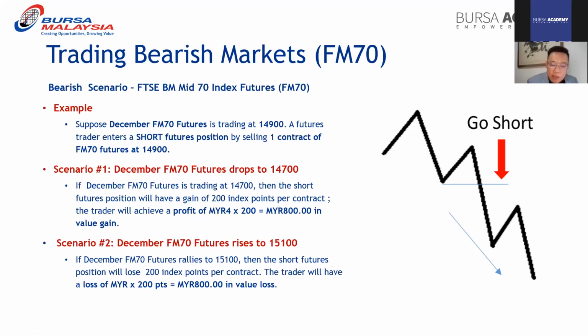But if the December FM70 futures were to rise by 200 points, then you'll be in a losing position because you're expecting markets to go down, but the actual market went up. So in that sense, if markets rose to 15,100, there'll be in your futures contract a 200 index point loss multiplied by 4, there'll be an 800 loss. So that's basically how you calculate the P&Ls for trading in the index futures markets.